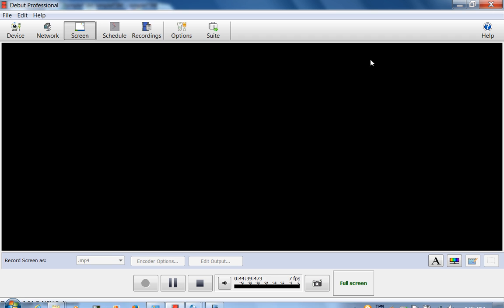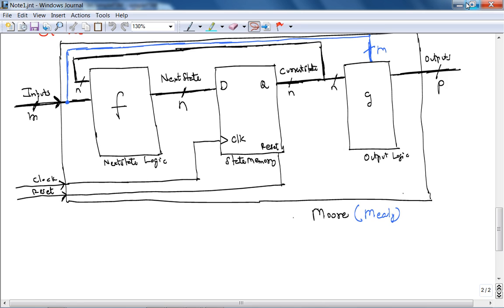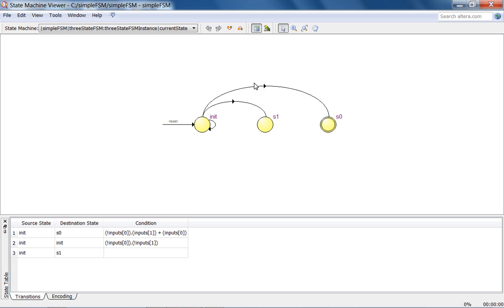The point is this, okay? Your finite state machine description in VHDL should mirror this. Point number one. Point number two, only the state memory process is synchronous. Okay. Point number three, as I was doing, you should always look at the RTL viewer and make sure that you get a finite state machine diagram, and that the finite state machine you get is functionally equivalent to what you want. So what we will do is next time, we will start off from here.